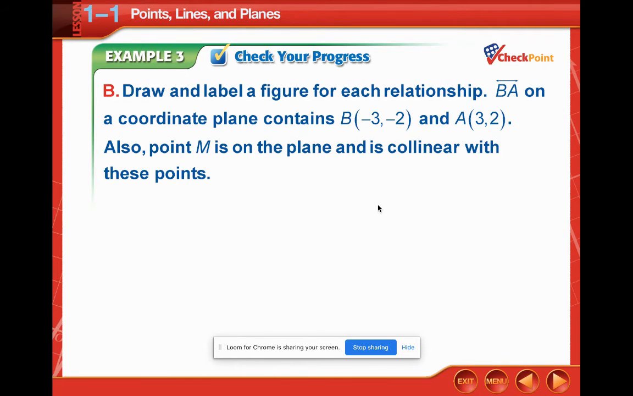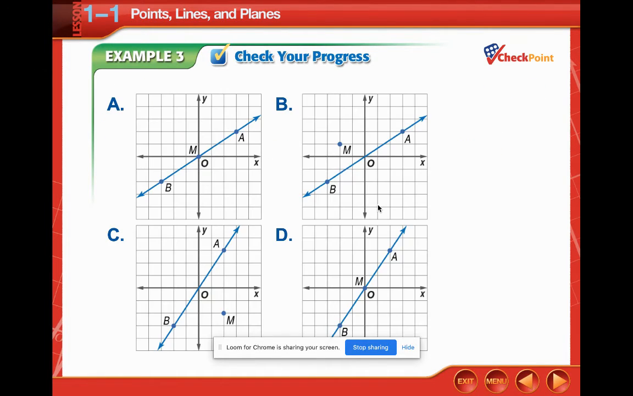All right, draw and label a figure for each relationship. BA on a coordinate plane contains B -3, -2, and A 3, 2. Also, point M is on the plane and is collinear with these points. So again, I'm going to stop talking for 5 seconds. I want you guys to try and go through this and figure this out on your own. And then play the video and I'll go over it. All right, hopefully you were able to figure out the correct answer. It's A, B, C, or D.